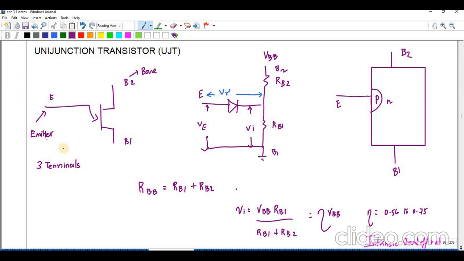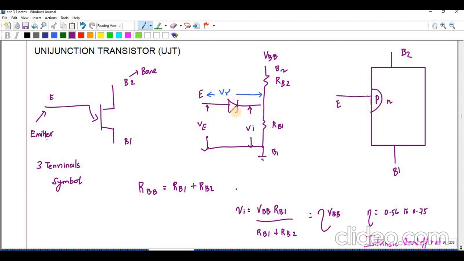So this is your symbol for UJT. Inside this one you have a P and N junction. So you have only one junction. This represents a junction, so it is named the unijunction transistor. The equivalent circuit of this one is a PN junction.